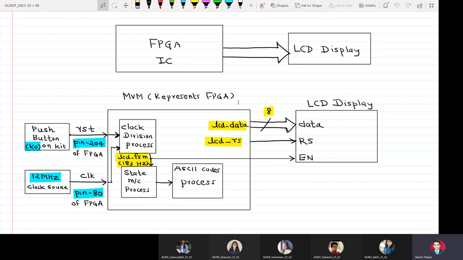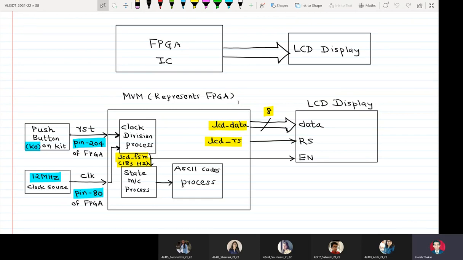So here the only difference is, in place of the microcontroller I have the FPGA IC, while the LCD display remains the same. Now you are also aware that whenever you want to display some characters on an LCD display, you have to pass characters in the ASCII form. This is well known. So instead of passing the ASCII codes for the characters which we want to display on the LCD, we are going to send those same ASCII codes by writing them in our MVM or the VHDL model.